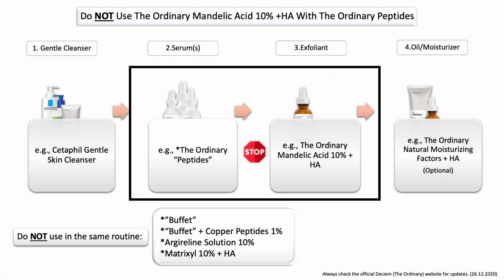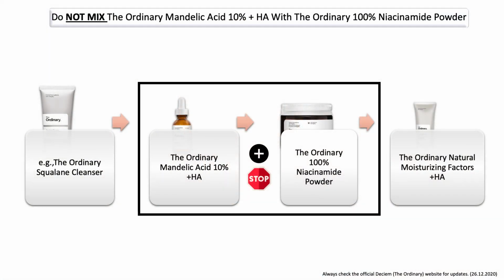And another combination that I recommend not doing, because you want to keep the benefits of both products, is please do not use the Ordinary Peptides with the Ordinary Mandelic Acid in the same routine. If you have one of the peptides at home as well as mandelic acid, use the peptides in the morning and use your acid in the evening to really make sure to get most out of it. And then it's also strongly to emphasize that please do not mix the actual mandelic acid with the 100% niacinamide powder. Do not go ahead and use mandelic acid, the solution itself, and mix the powder in it. Please do not do this combination.